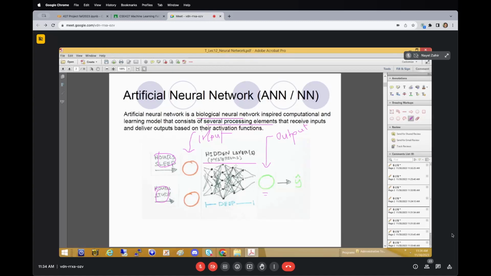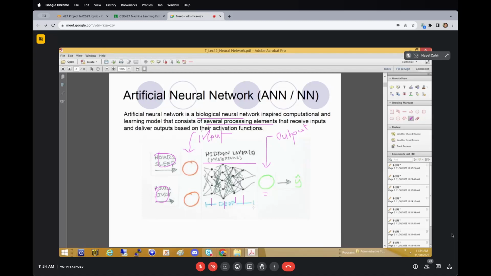So sometimes you can consider that as one hidden layer. In this case, we can see that we have four hidden layers. In our first hidden layer, we have four neurons. In our second hidden layer, we have five neurons. In our third hidden layer, we have four neurons. And in our fourth hidden layer, we have three neurons.